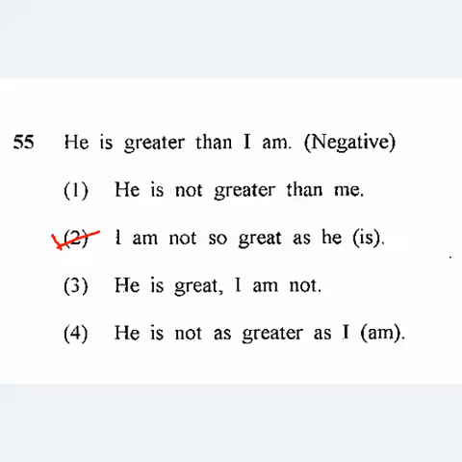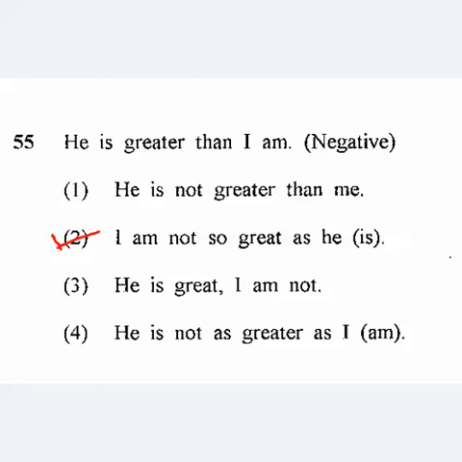Some of the questions in the English grammar. We have to convert the negative form of the given sentence. He is greater than I am. So the correct form is I am not so great as he. Means the meaning of the sentence should be the same, but it should give a negative expression. For example, he is greater than I am. That is a true fact, but it also states that I am not so great as he.